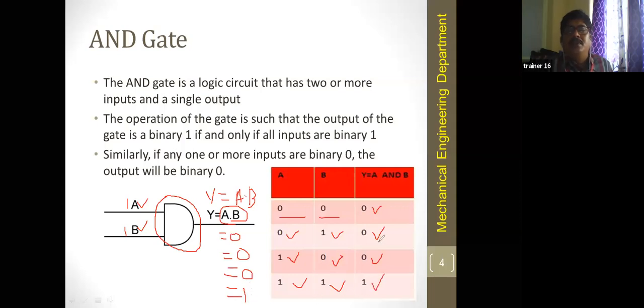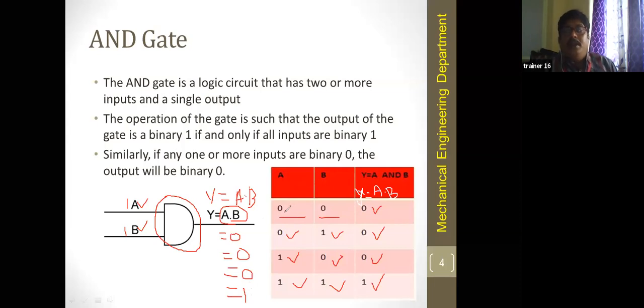Right, it is clear. This is the truth table. We can call it a truth table. So here Y is equal to A and B. Here A and B means A into B. That is Y is equal to A into B, the product, right?